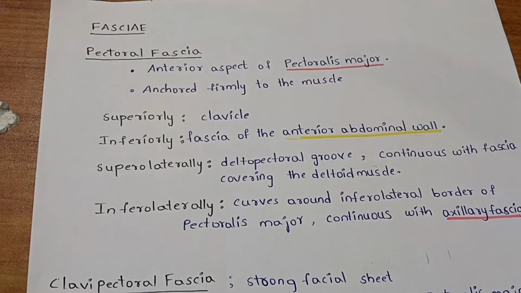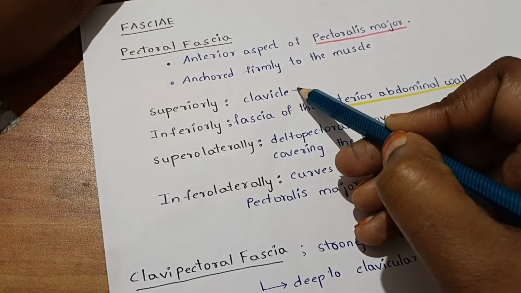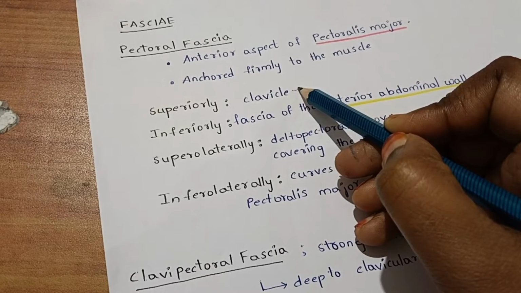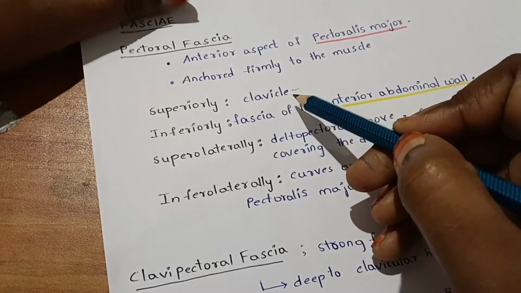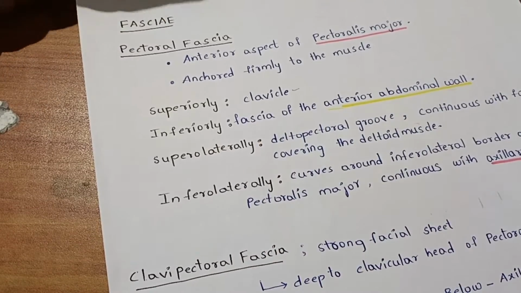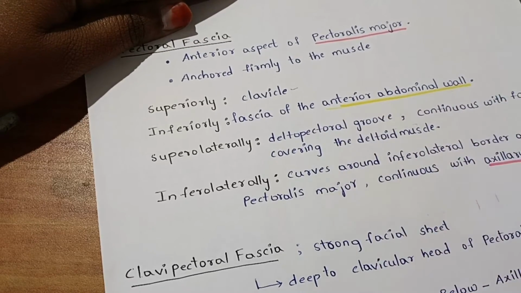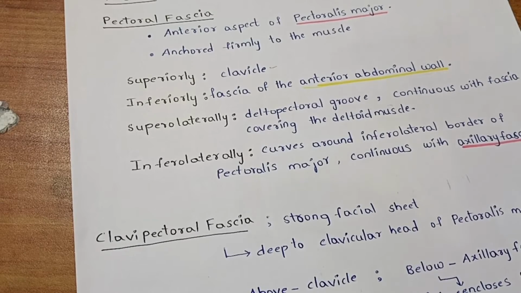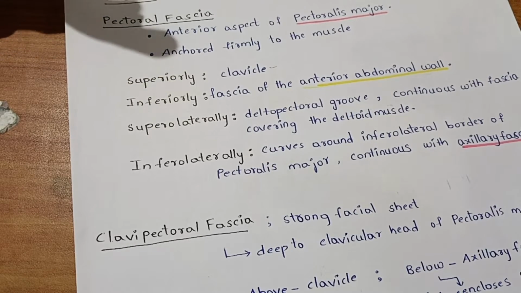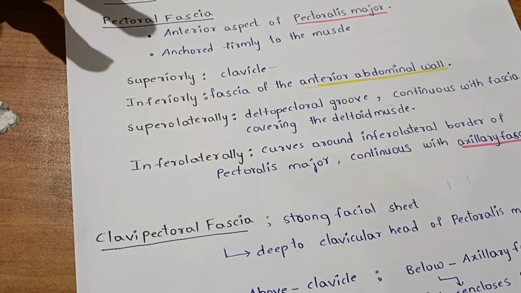Now, what are the extensions of the pectoral fascia? Superiorly it is attached to the clavicle, and inferiorly it is extended to the fascia of the anterior abdominal wall. And superolaterally, it is continuous with the fascia covering the deltoid muscle.